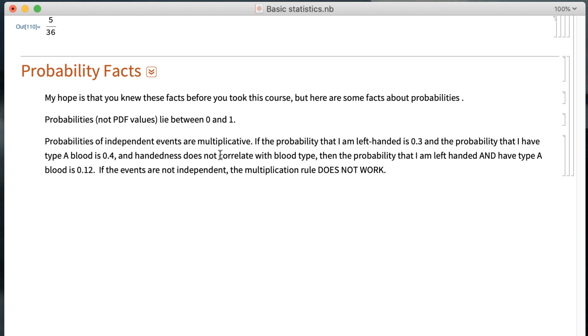So if the probability of a person being left-handed is 0.3, and the probability that they have type A blood is 0.4, and handedness has no correlation with blood type, then the probability that I am both left-handed and have type A blood is 0.12. And you should know that if the events are not independent, that is, supposing it's the case that left-handed people actually tend to have more type A blood than right-handed people, then you can't do the straight-out multiplication. There are some correction factors that need to be applied. And that concludes our discussion of basic statistics. We're going to be using this throughout the course, and so I want to make sure that you have a good foundation.